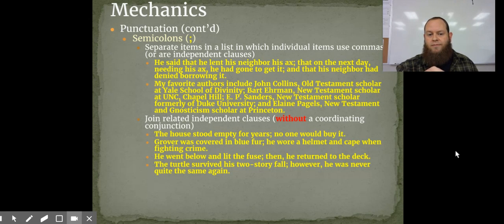he returned to the deck. Or: the turtle survived his two-story fall; however, comma, another conjunctive adverb, he was never quite the same again.